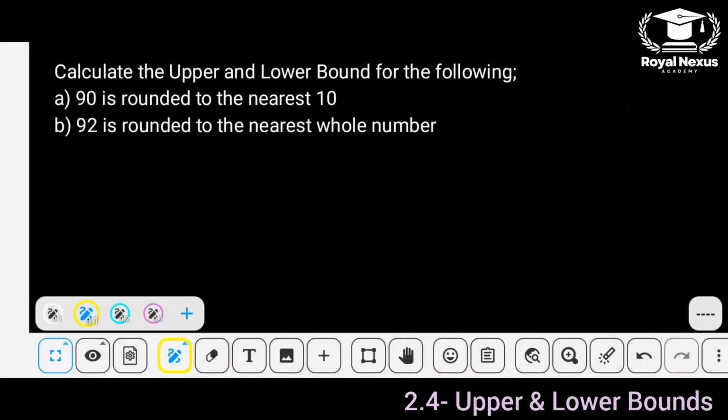And welcome to the fourth and the last video in this series of decimal, percentage and rounding. In this video, we'll be covering how to calculate the upper bound and lower bound. So this we will understand with a question.